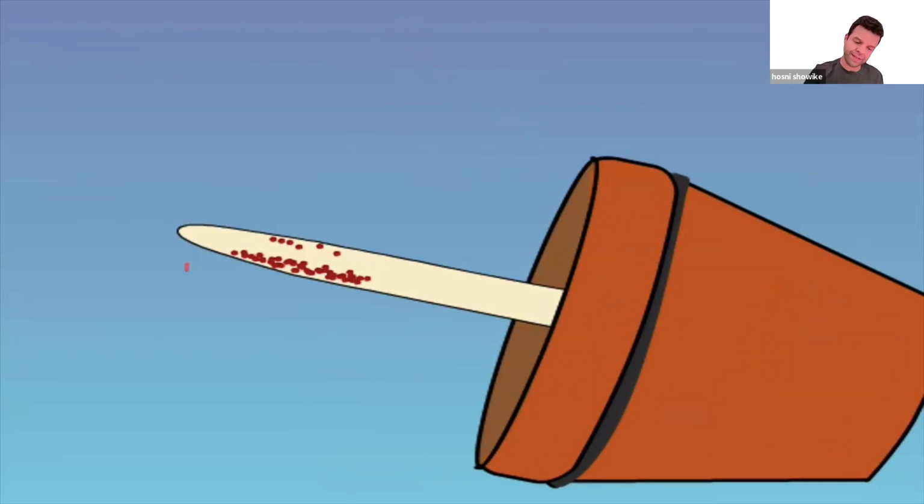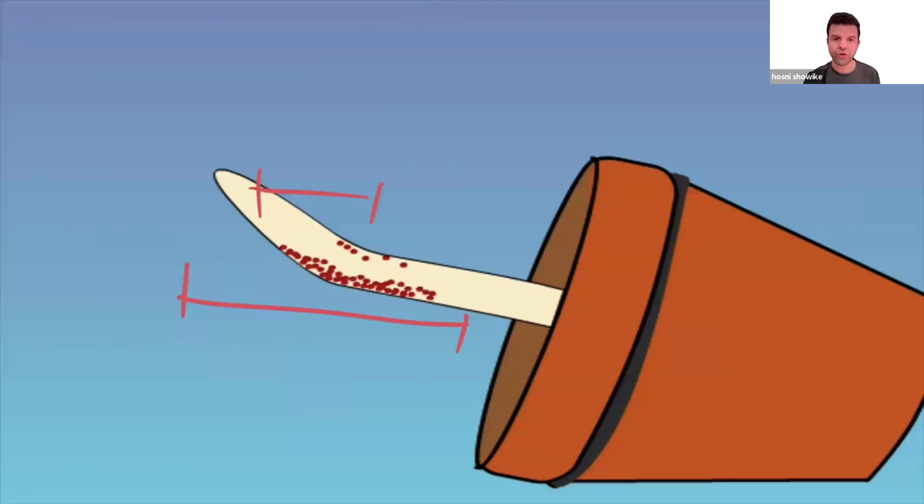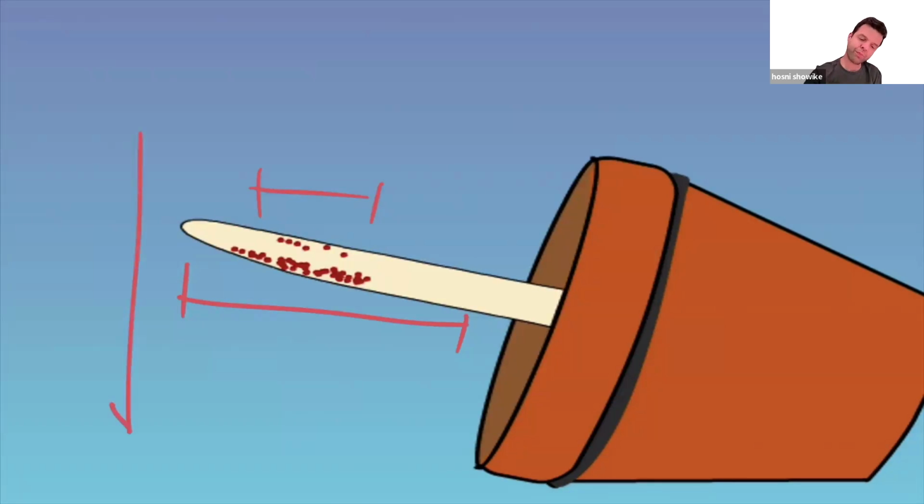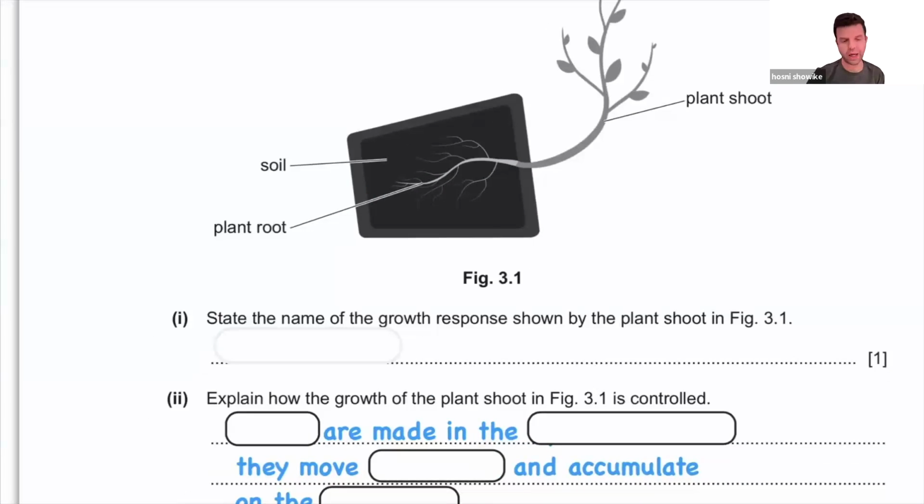Now you find that this side is going to grow faster than the top side. So the bottom side of the shoot will grow faster. And that causes, you know why I call this response? I call it negative gravitropism. Why negative? You call it negative because it's pointing the shoot against gravity. So for 1 mark, I'm just going to say gravitropism, but if it's 2 marks, you would say negative gravitropism. I would always write negative gravitropism anyways.